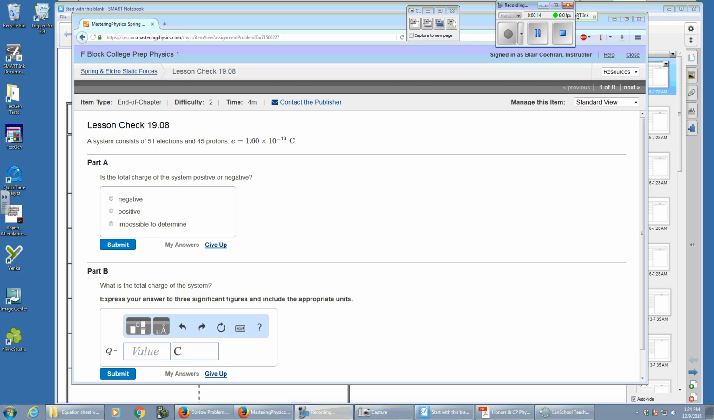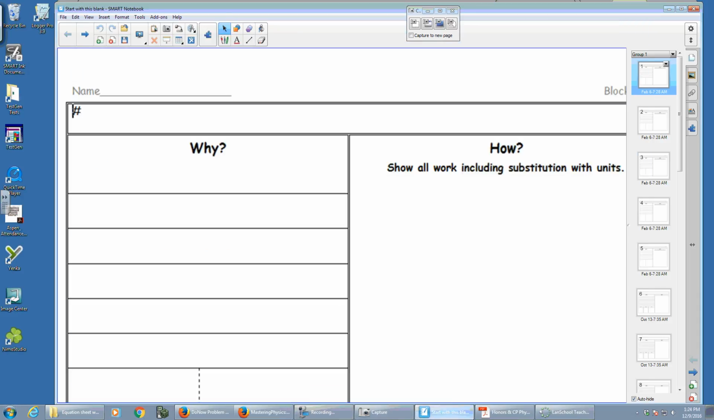All right, so in number 1, they tell us the system consists of 51 electrons and 45 protons. Oh, this is like a chemistry review, right? Electrons, protons. They want to know the total charge. Is the total charge positive or negative? Well, we have to do the Y first, and then what is the total charge on the system? So we can just use a generic Y for this one.